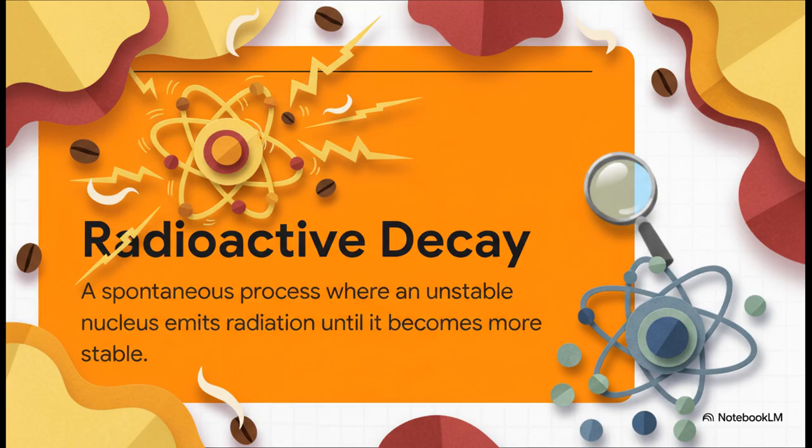I love this analogy. Think of an unstable nucleus like it's had way too much coffee. It's super jittery, full of energy, right? To chill out, it has to get rid of that extra energy. And it does this by shooting out radiation. After it does that, it's much more stable, much calmer.